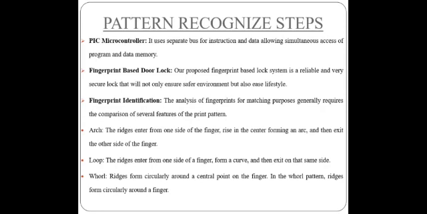Loop: the ridges enter from one side of the finger, form a curve, and then exit on that same side. Whorl: the ridges form circularly around a central point on the finger.